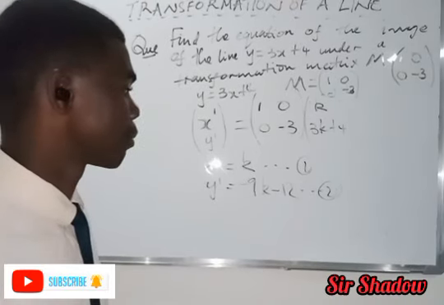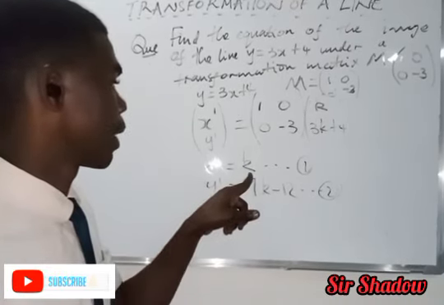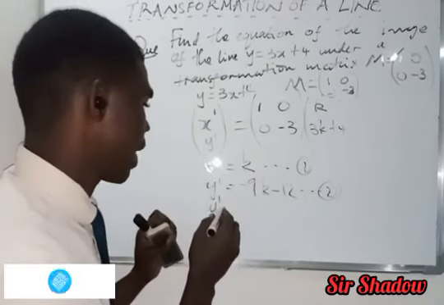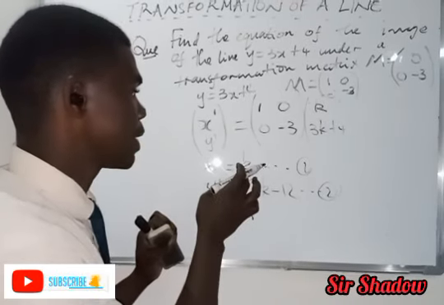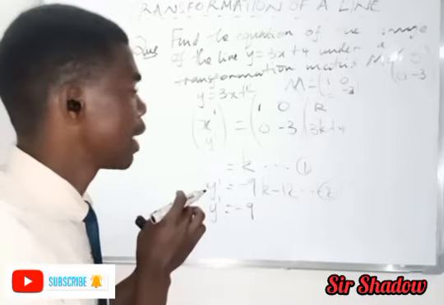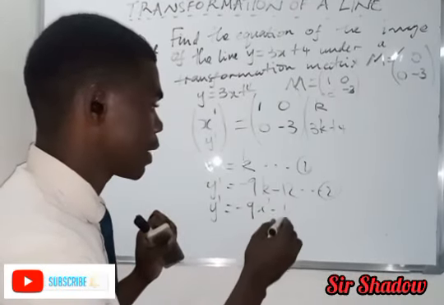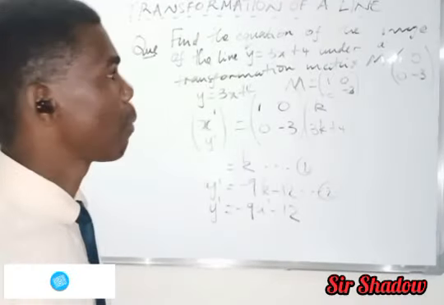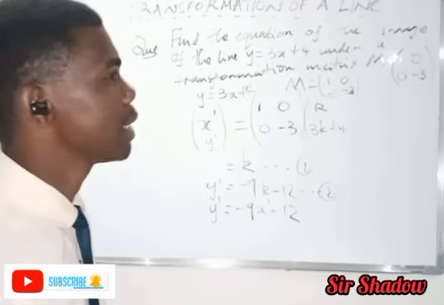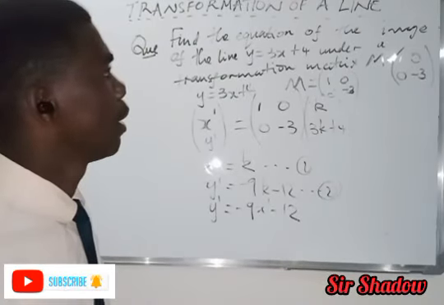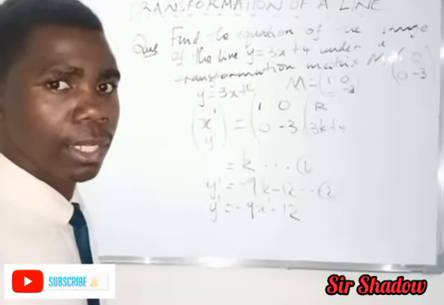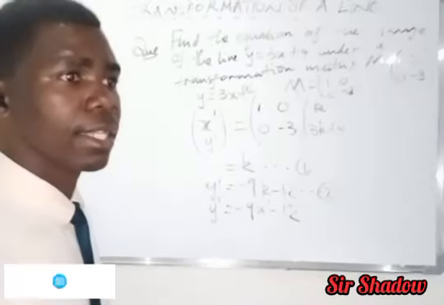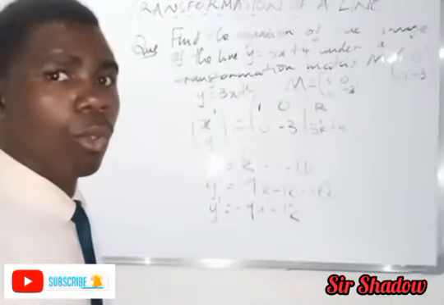So you have to substitute k by x prime. Y prime is equal to minus 9, and since we said k is equal to x prime, we substitute k by x prime, minus 12. But you already know that we have what you call the invariant point, the point which does not change. Even if you transform the point, after a certain transformation it remains constant. It does not change, either shape, direction, or size.